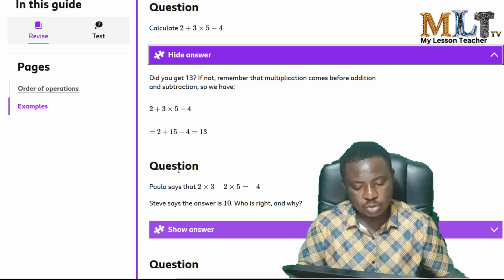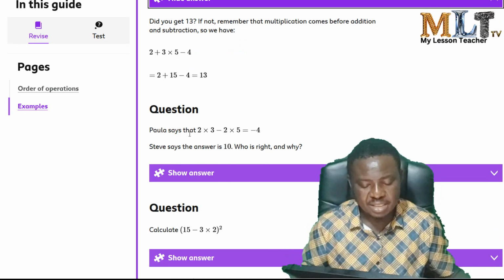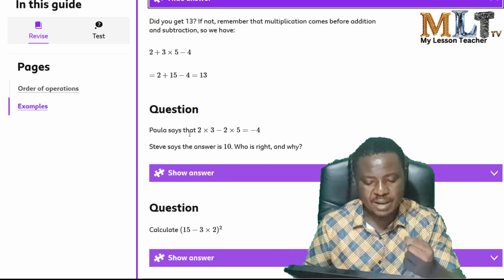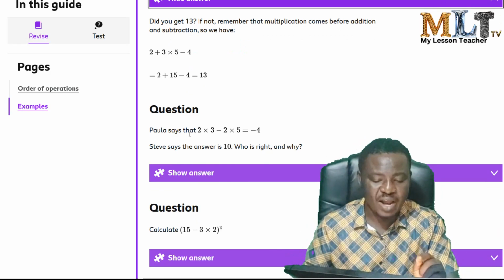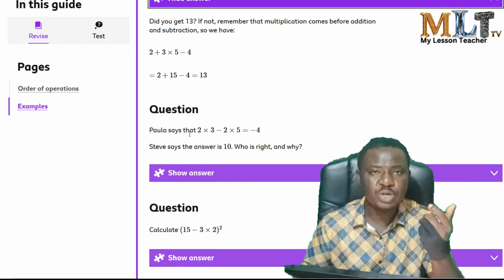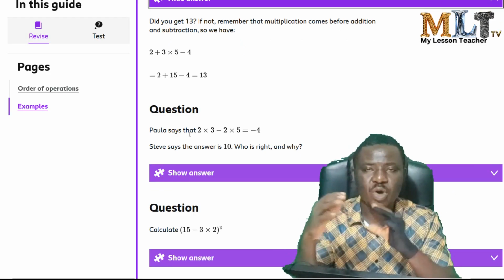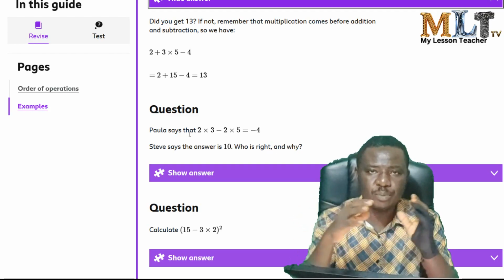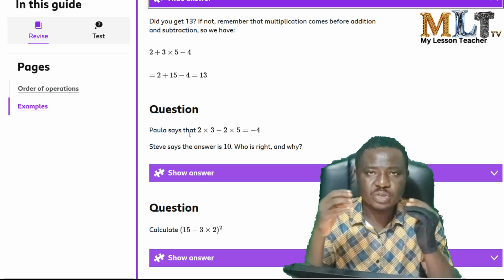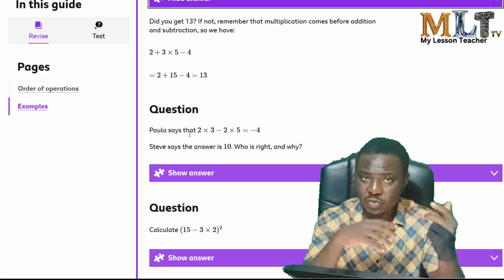All right. So question 2 says, Paula says that 2 times 3 minus 2 times 5 is equal to minus 4. Steve says the answer is 10. Who is right and why? For you to know who is right and why, you have to carry out the order of operations. Use the order of operations to see if Paula or Steve is right.